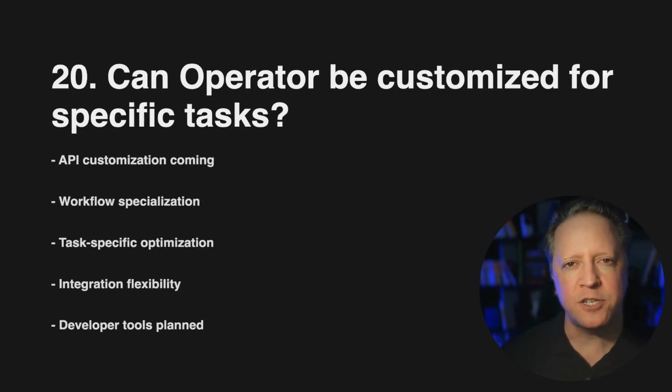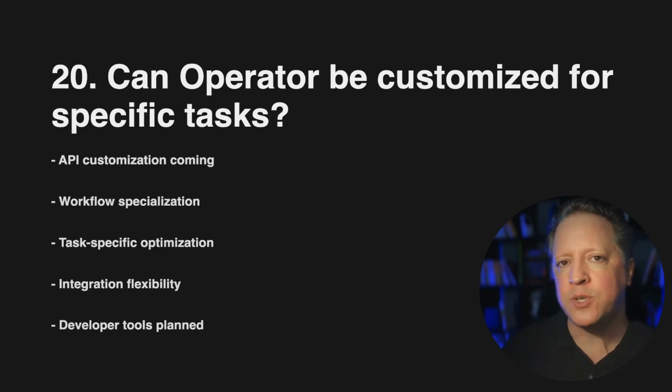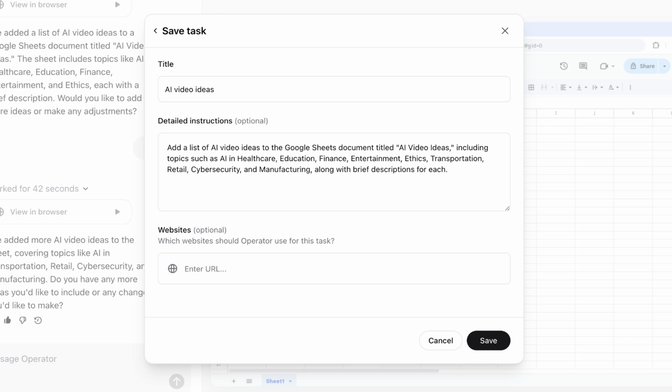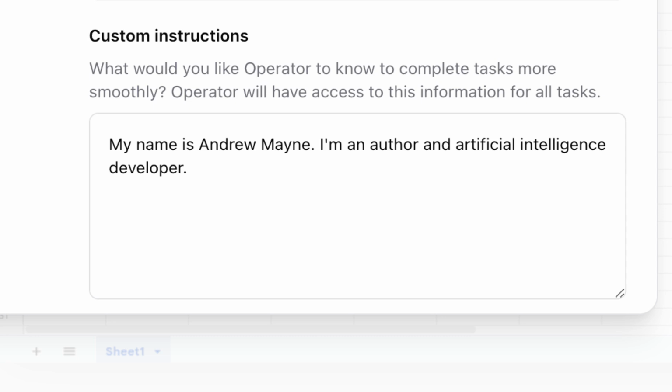Can Operator be customized for specific tasks? Well, yeah. There's going to be an API, and there's ways in which you can save your workflow. For example, if you perform a task with it, give it some instruction, it completes it, you can save that task and come back to it later and do it again. You can also add in custom instructions like you can with ChatGPT. You can tell it your favorite websites, your do's and don'ts, the way you want it to handle things, and make it your own personal tool.